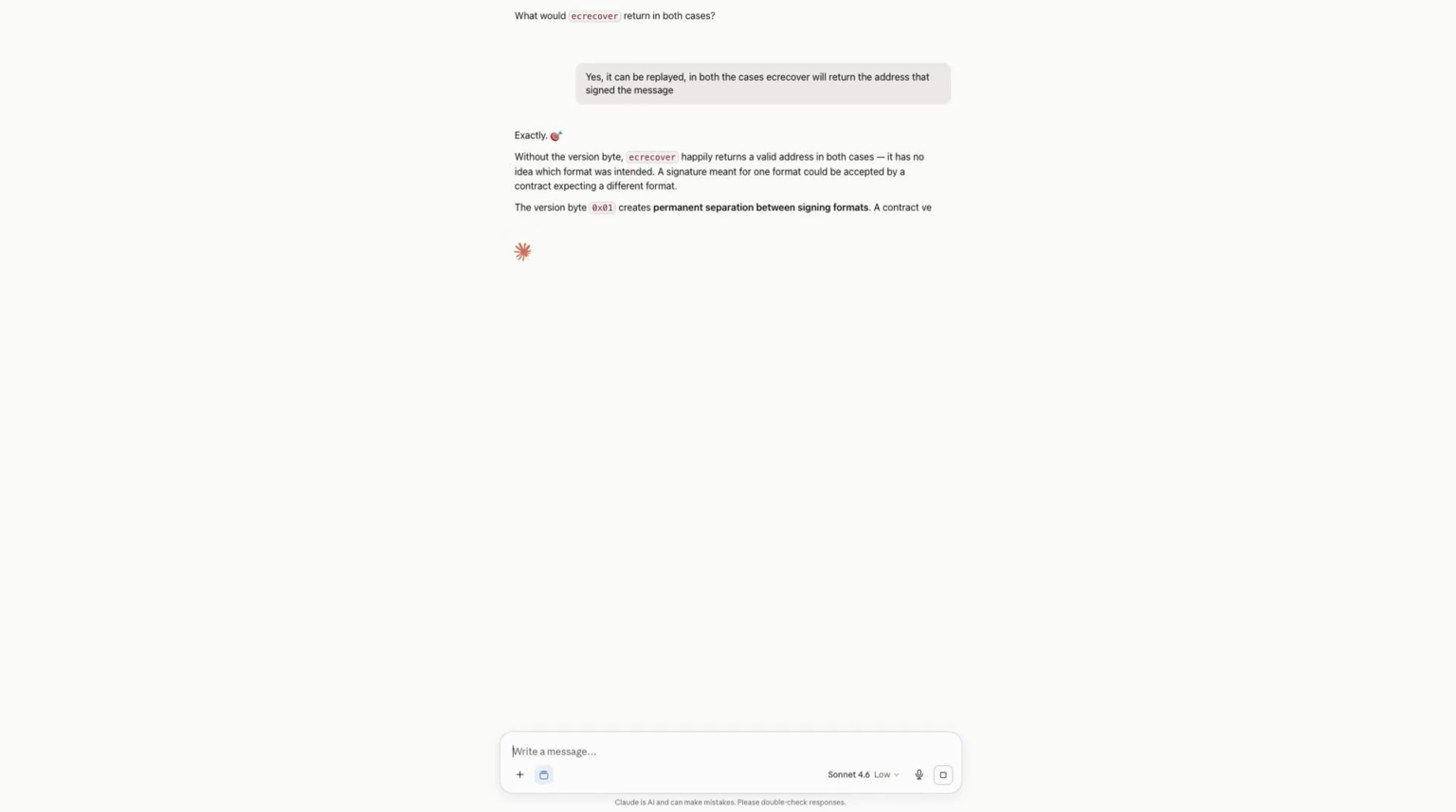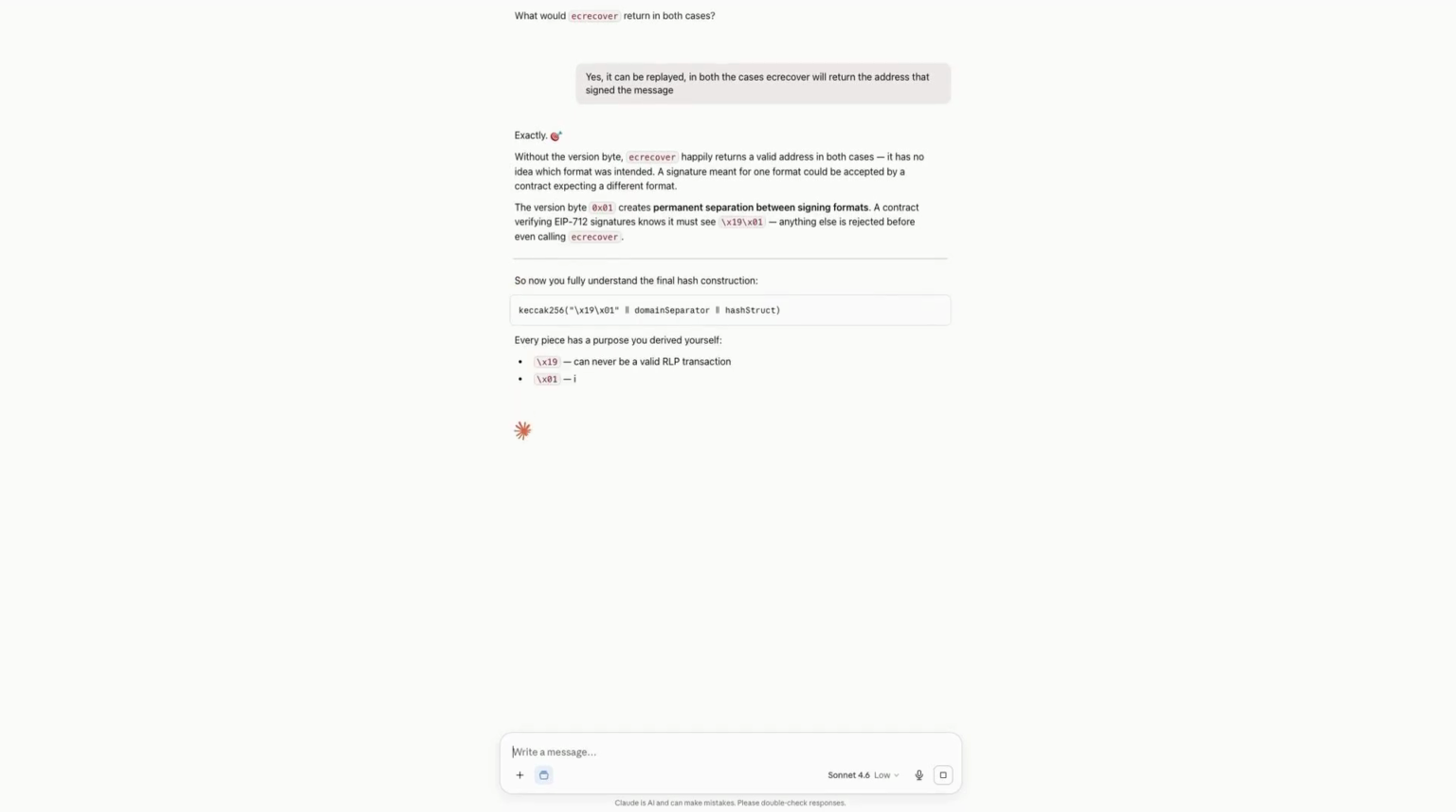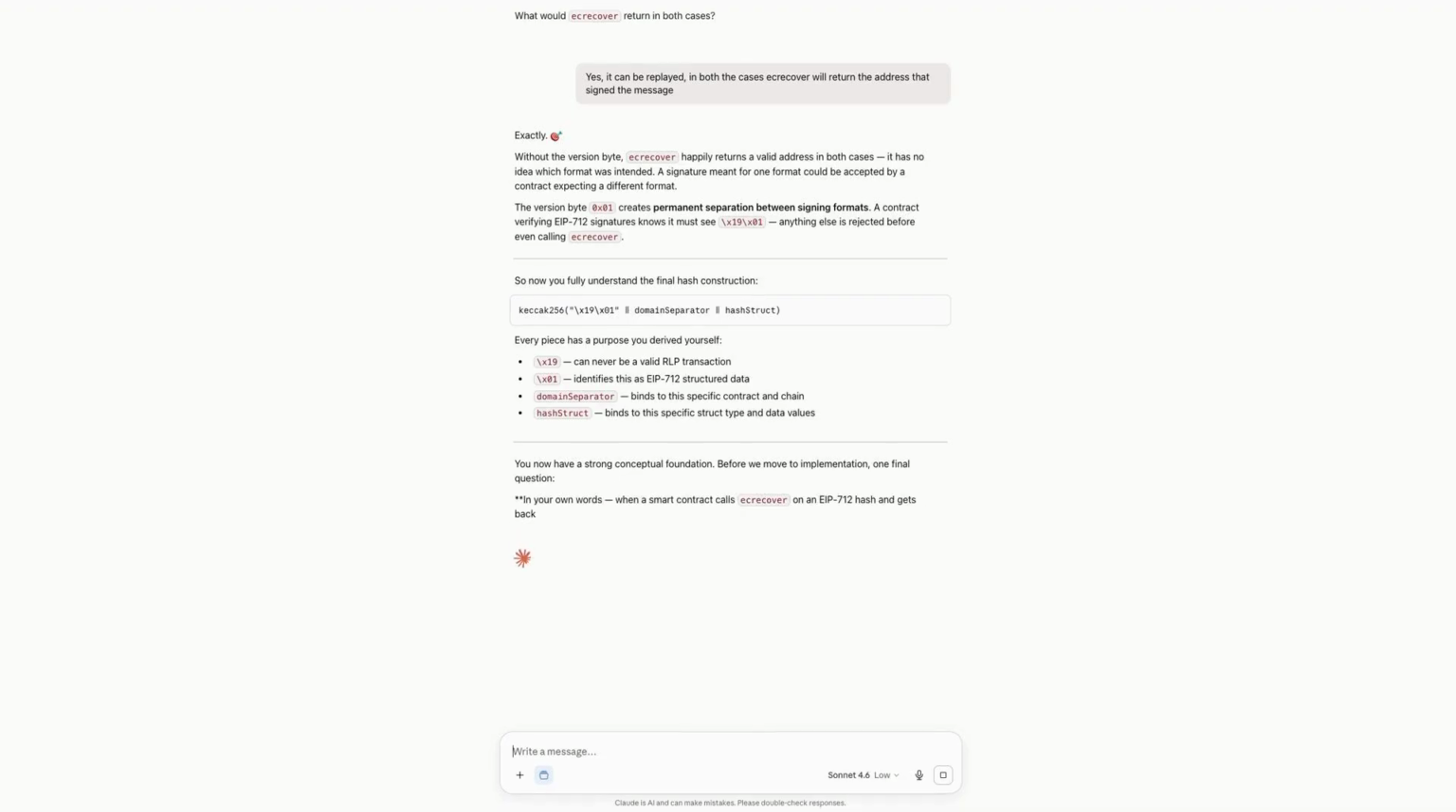Okay, without the version byte, ecrecover happily returns a valid address in both cases. It has no idea which format was intended. A signature meant for one format could be accepted by a contract expecting a different format. The version byte 0x01 creates permanent separation between signing formats. A contract verifying an EIP-712 signature knows it must see 0x19, 0x01, anything else is rejected before even calling ecrecover.